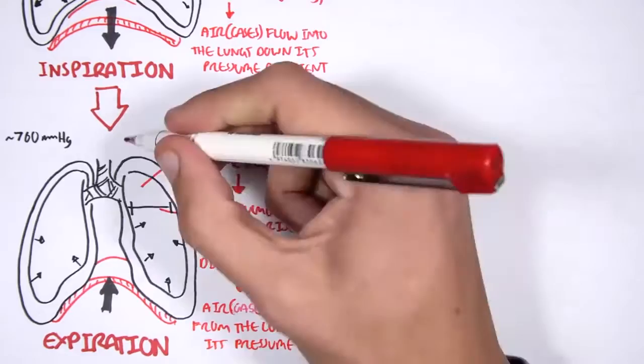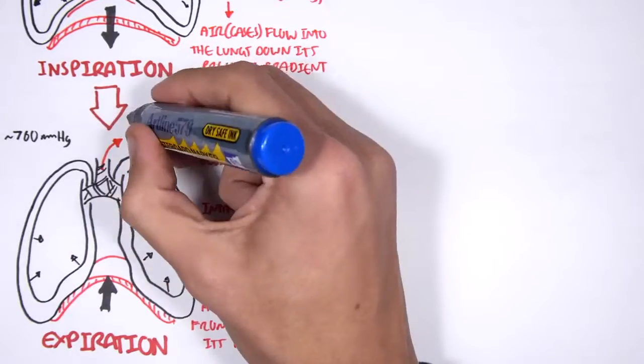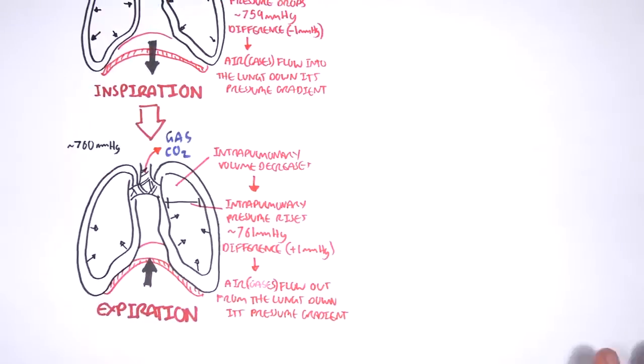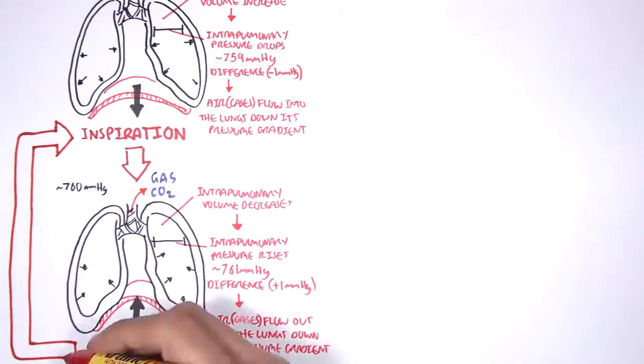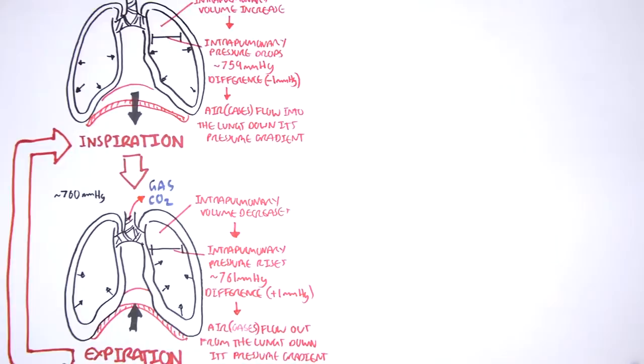Hope that makes sense. Then from expiration, we have inspiration again, and the cycle continues. Of course, we have some voluntary control over our breathing, and we can hold our breath. But this only lasts a short time before our brain overrides our voluntary control.